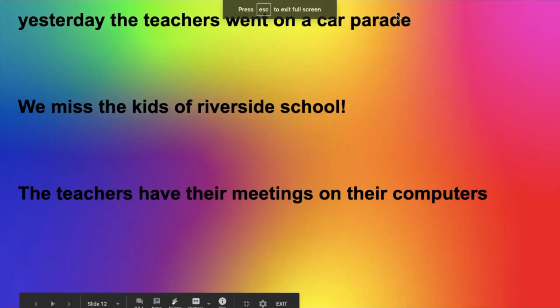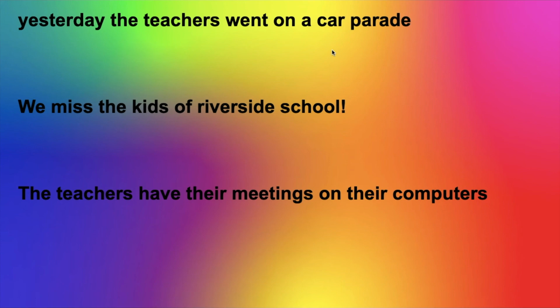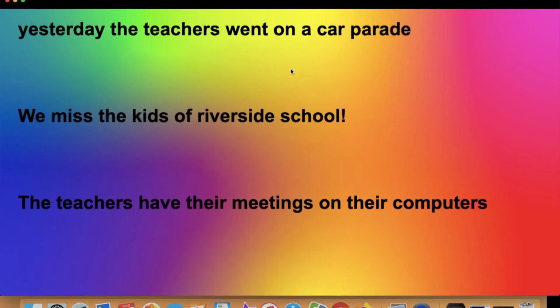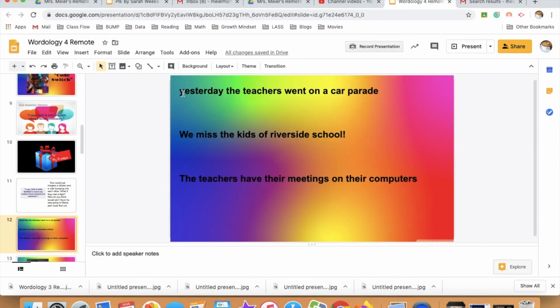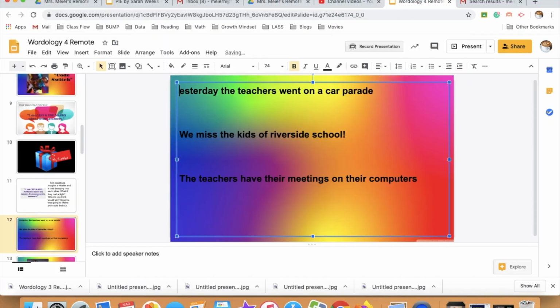Here's some other ones. Look at this one. Yesterday, the teachers went on a car parade. True story. We had so much fun. We probably had equally as much fun as the people that we saw. When I go to look at this, I notice, I gotta pop out again, uppercase on yesterday. It's the beginning of a sentence. I uppercase the beginning of the sentence. Yesterday, the teachers went on a car parade. I could have put a period there, or I could put an exclamation point, either one.